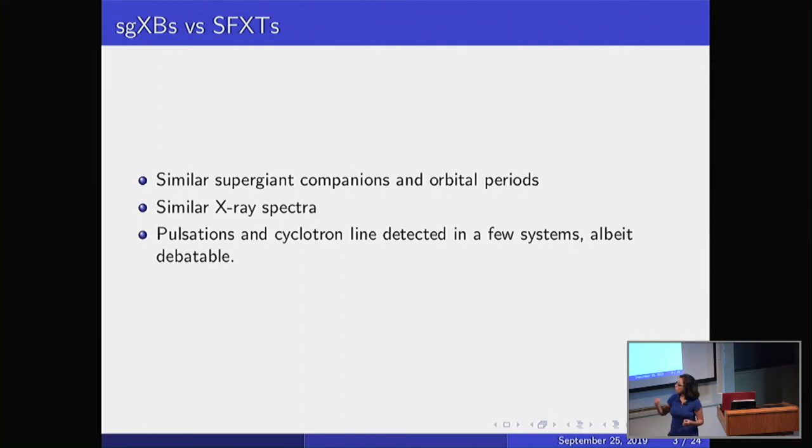Now this has been the case for all persistent systems. Pulsations have been detected in most of them, and cyclotron lines detected in the majority of them. In the case of SFXTs, or the transients, it's very interesting. You have pulsation detected in some of them. You have so-called cyclotron lines detected in some of them, but we should remember that all of these are seen as dips in the X-ray spectrum, and there has been a huge debate going on in the community as to whether the cyclotron line feature is real or not. So the pulsation and the cyclotron line characteristics in SFXTs, or the transients, remain debatable.